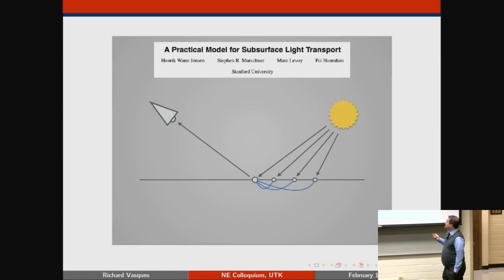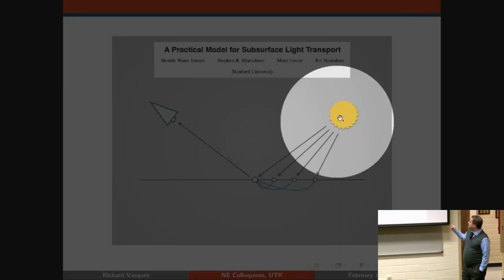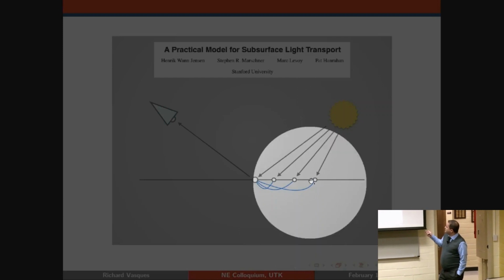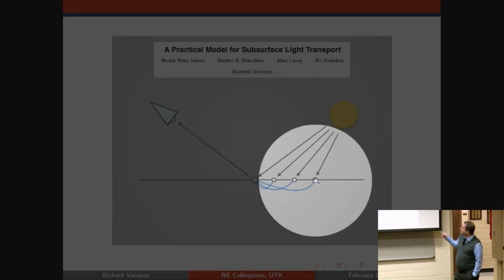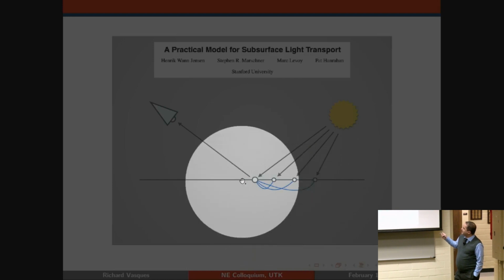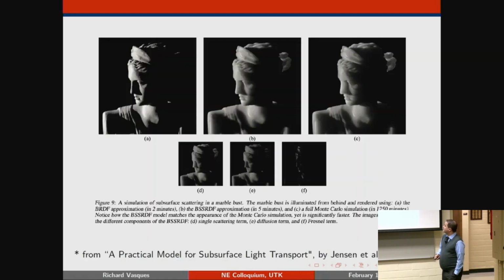One of the seminal papers is this one, Practical Model for Subsurface Light Transport. And what it does, literally, is take the light source to this point, and then use a diffusion approximation to say how much of that energy is deposited into this point. So that makes it much faster to run. Here I have some examples from that paper.